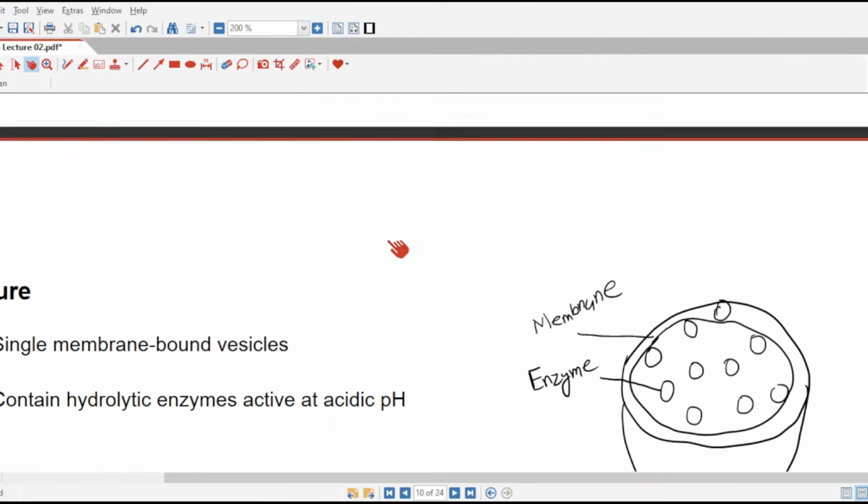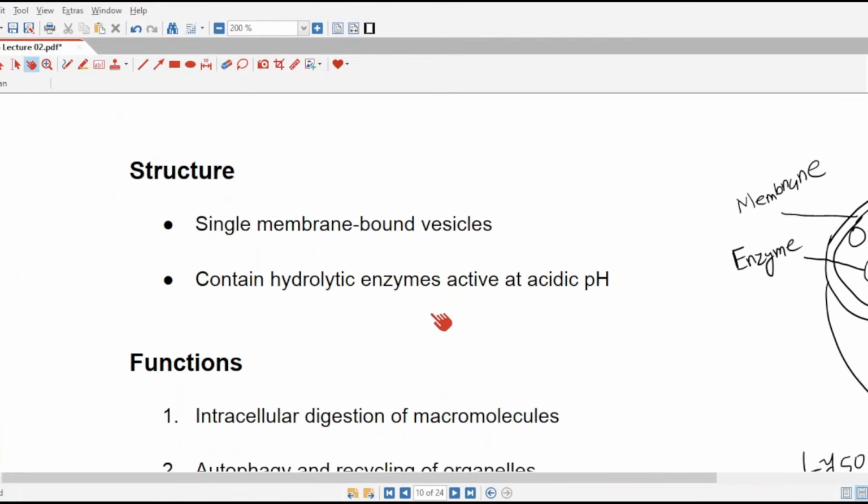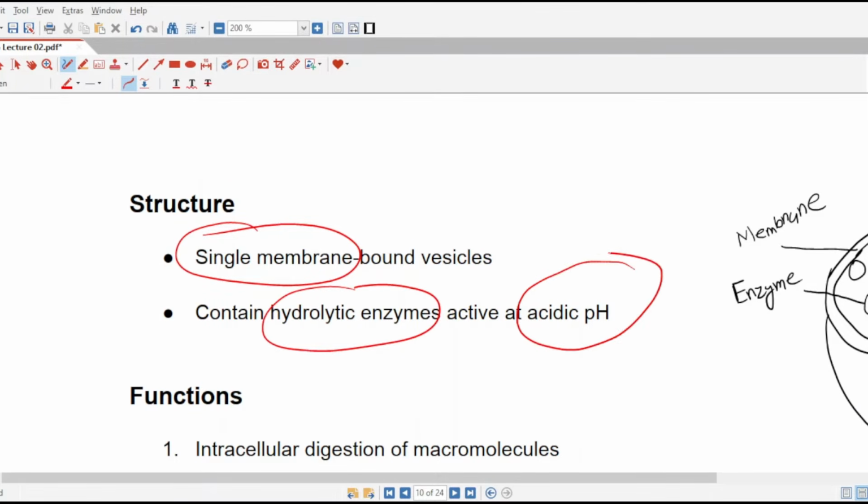Lysosome. Let's look at the structure of lysosome. Lysosome has a membrane, and inside lysosomes you will have these enzymes. These are called hydrolytic enzymes. Okay. So the structure, the lysosome has single membrane. Lysosome doesn't have any double membrane, you must remember it. And it contains hydrolytic enzymes, and it is active at acidic pH. Very important to know. What is the function?